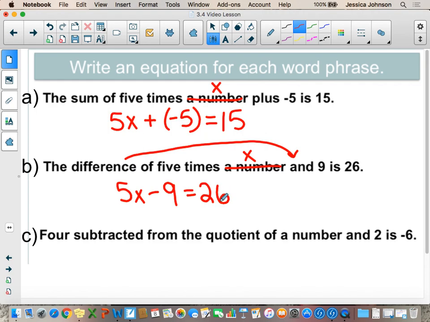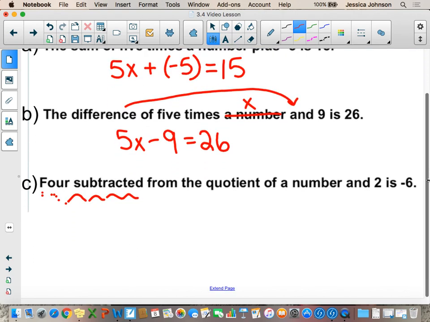Last one, 4 subtracted from. This is one of those ones where it was kind of weird. I'm subtracting 4 from something. That means I'm taking 4 away from something. What am I taking 4 away from? The quotient of a number and 2.